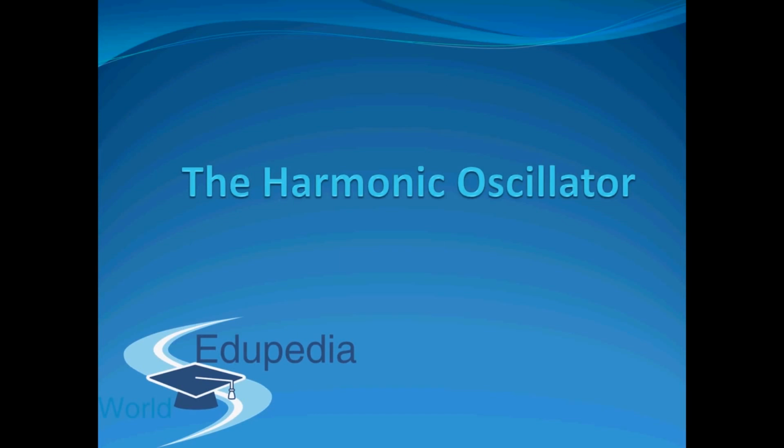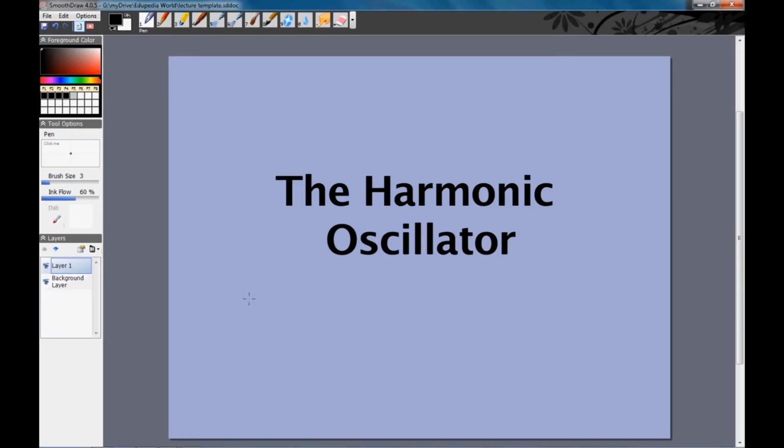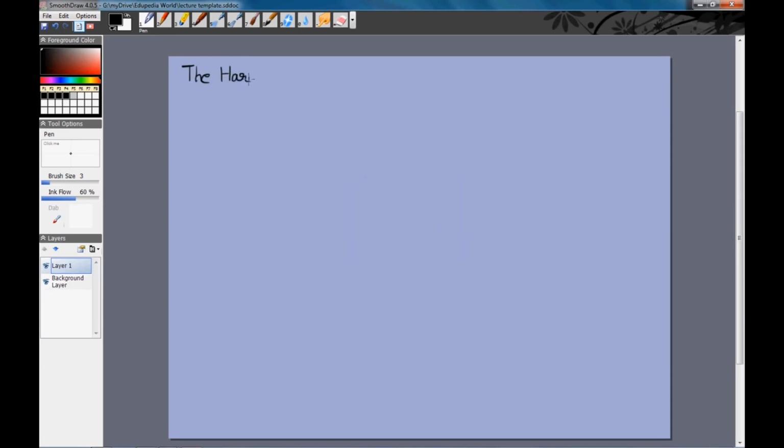In the previous video, we saw the simplest case for solving the Schrödinger equation, the infinite square well, and in this video, we'll move on to a slightly more complicated case, the harmonic oscillator.